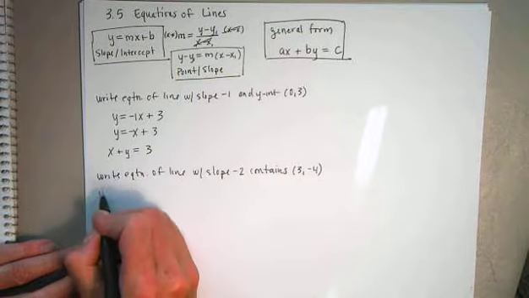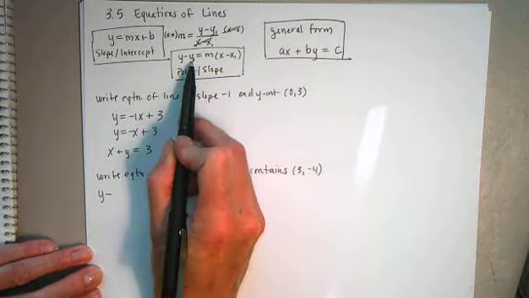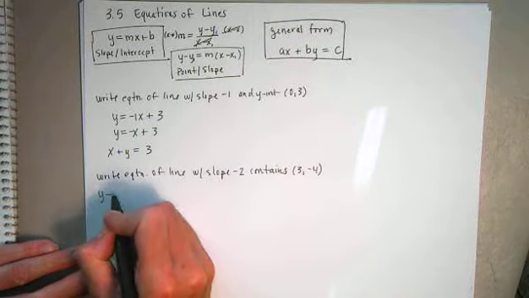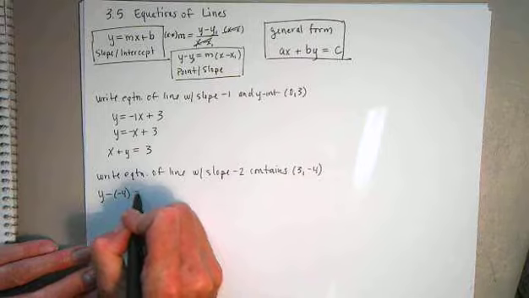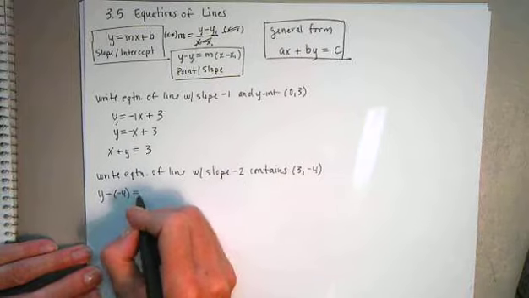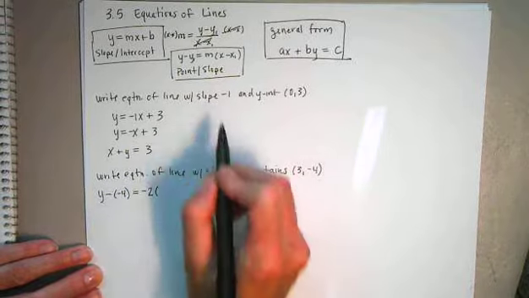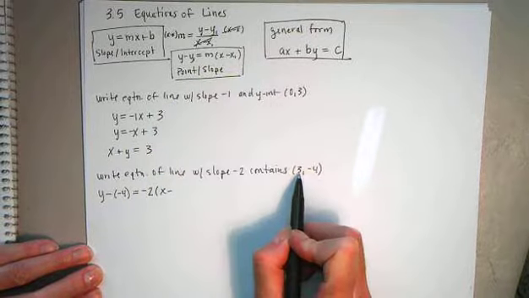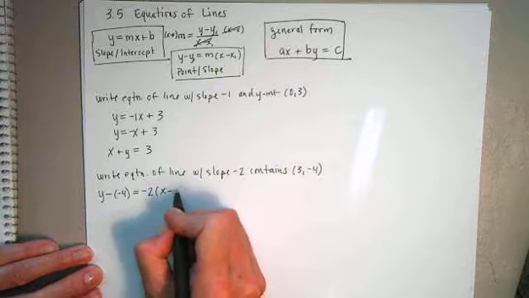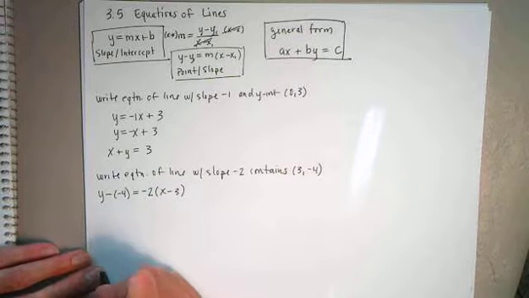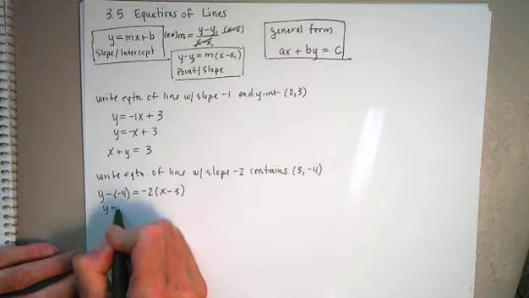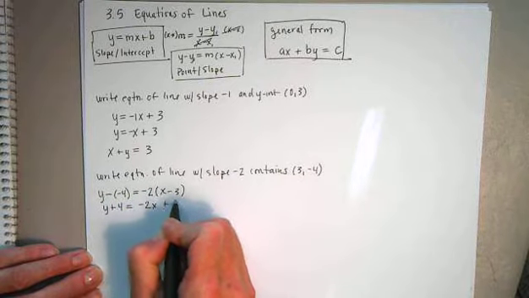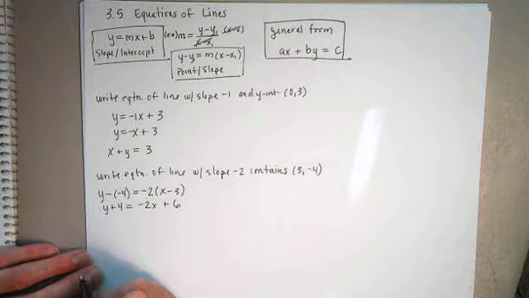I would say y subtract, and y sub 1 means I want a specific value, so my specific value for y is -4 equals m, which is negative 2, times x, subtract a specific x value, which is 3. It has to coordinate with this one. And that's it. Then we just simplify. We know subtracting a negative is adding. And be careful when you distribute to distribute the negative all the way through.